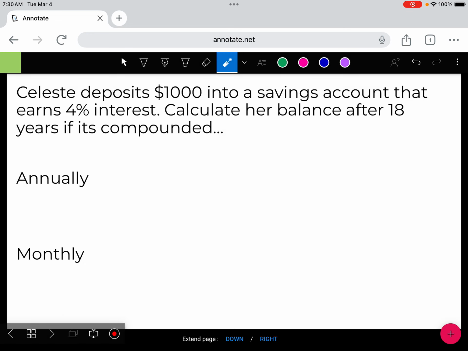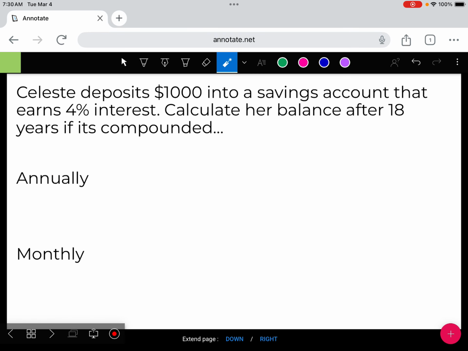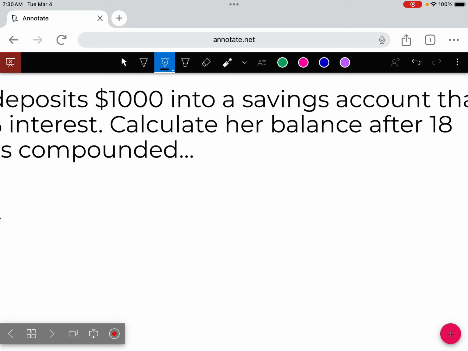So I'm going to write the basic equation over here, our form. That's A equals P times 1 plus or minus R over N, to the NT.